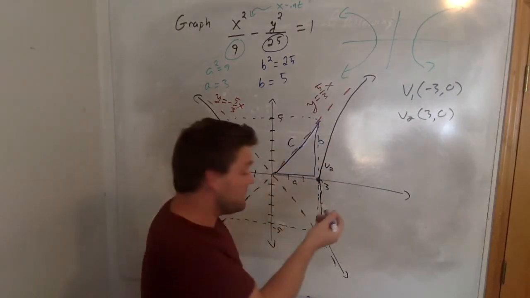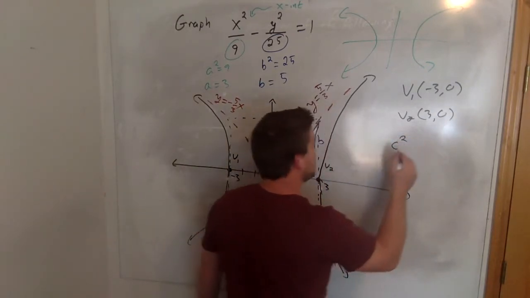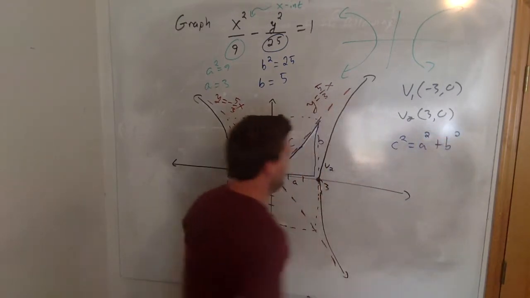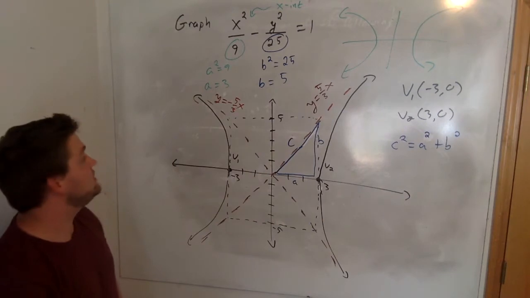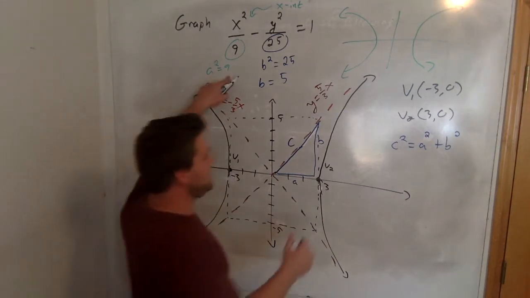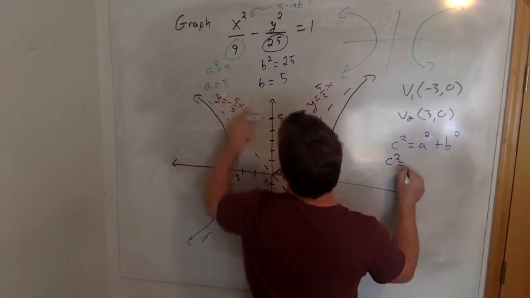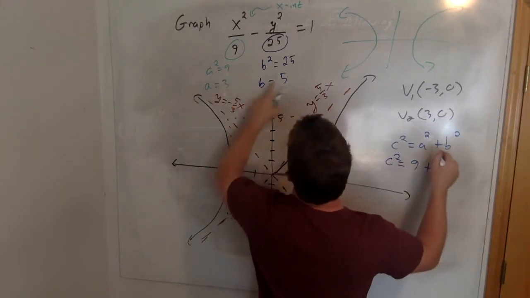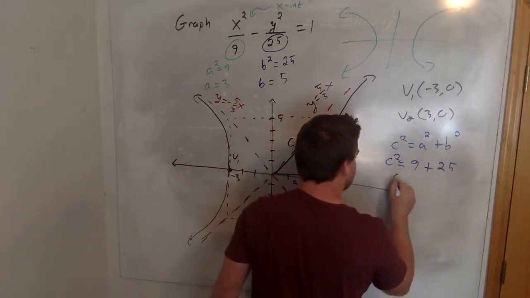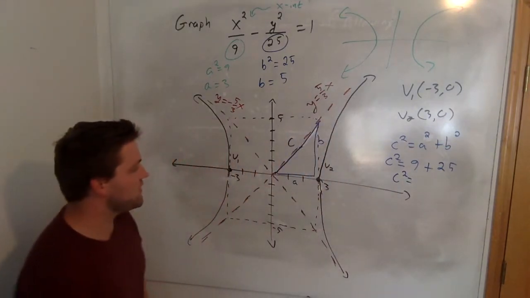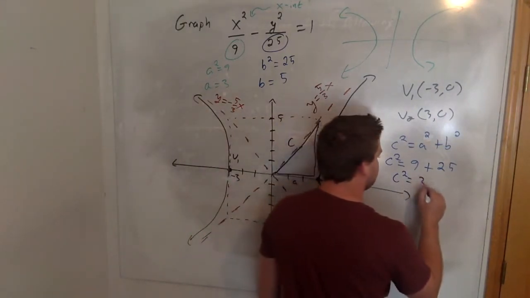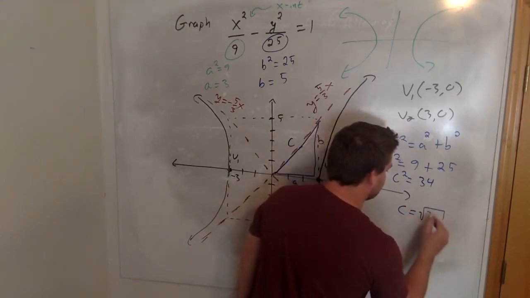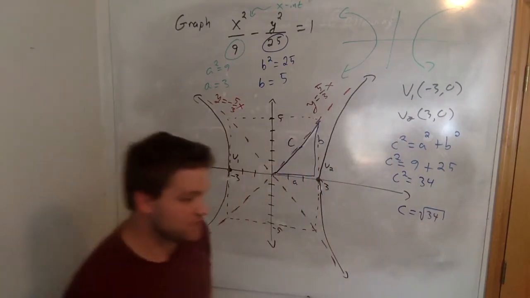So using the Pythagorean theorem, we have that C squared will be equal to A squared plus B squared. Let's figure out what C needs to be. A squared is 9, so C squared will be equal to 9 plus B squared, which is 25. So we have that C squared will be equal to 25 plus 9, which is 34. So C is going to be equal to the square root of 34. Let's see what that roughly is.